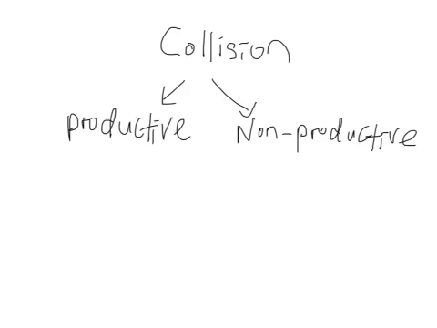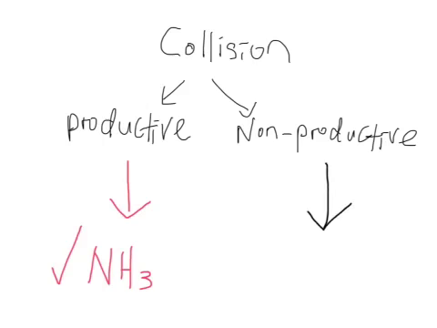Well, I think it's pretty straightforward here, right? A productive collision makes sure that when the reactants collide into each other, you will have a product forming. In this case, when nitrogen gas collides with hydrogen gas productively, yes, you will have ammonia gas. In other words, when there is a non-productive collision, then no products will be formed. So collision here is actually quite important.